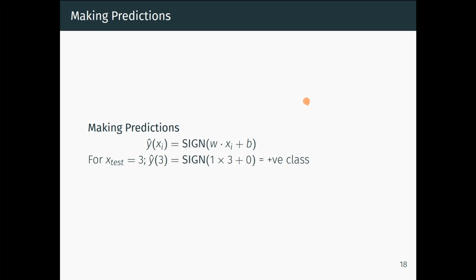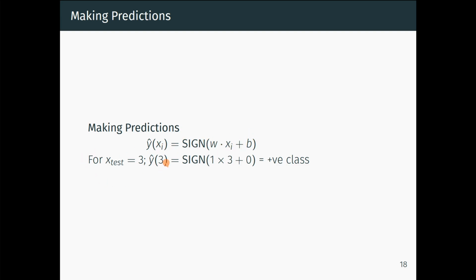The final thing in today's lecture: how do we finally make predictions? You've learned a model. Learning a model essentially means learning w and b, and in some sense maintaining the support vectors, right? So making a prediction is trivial. For any test point x, y hat of x is just the sign of wx plus b.